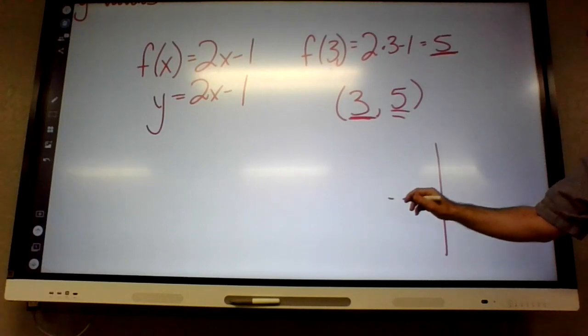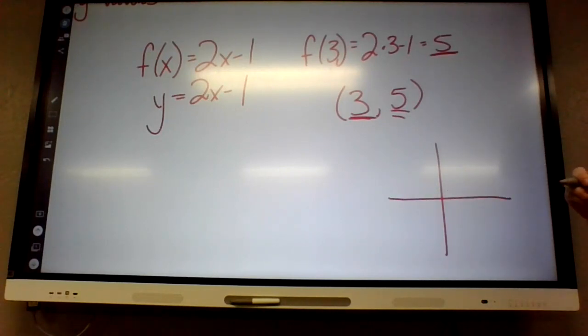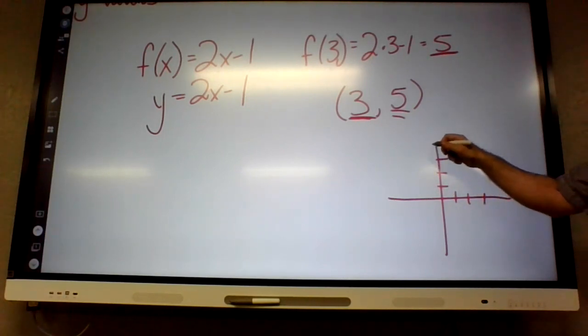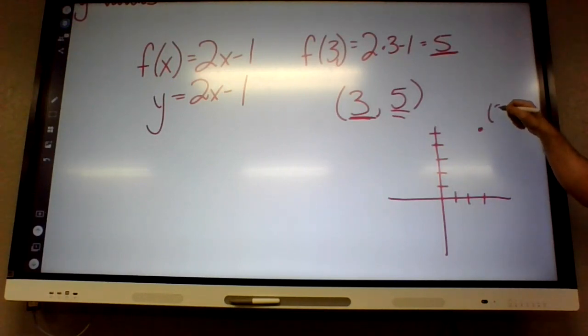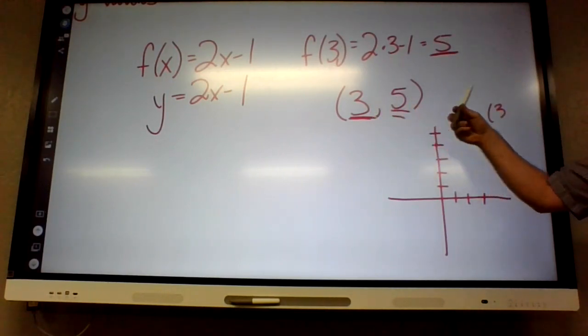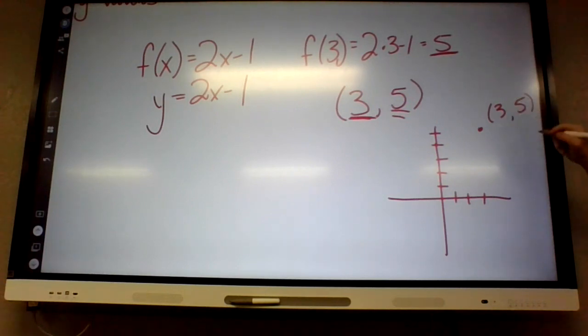I'm talking about like 2 years ago, right? 3, 5. Okay. Yes, this means write (3, 5) when we graph it. It doesn't have to be a graph, but okay.